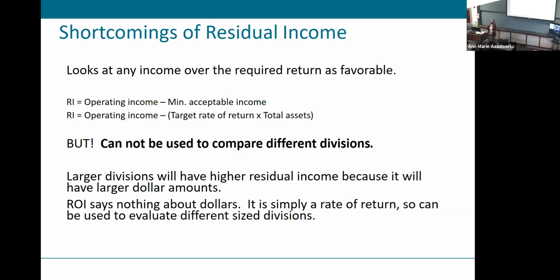So the problem with large divisions and smaller divisions is that you cannot use residual income to compare two different size divisions, which is why it is not widely used, right? ROI doesn't have any dollars. It's that rate of return. It's shown as a percentage. So it's that common size percentage that allows you to compare two different divisions of different sizes to see which division is doing a better job returning income from assets.